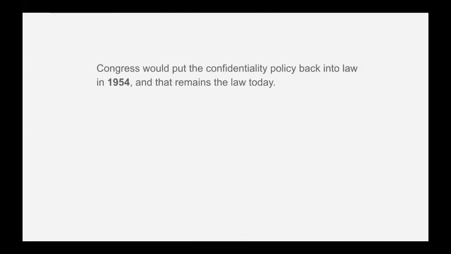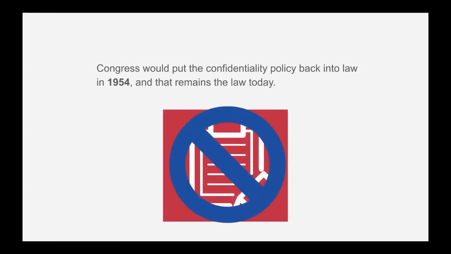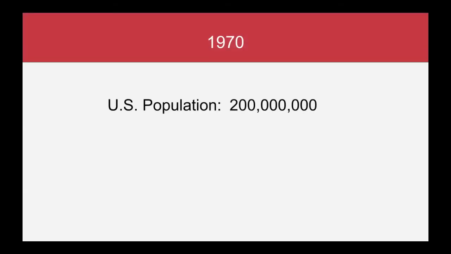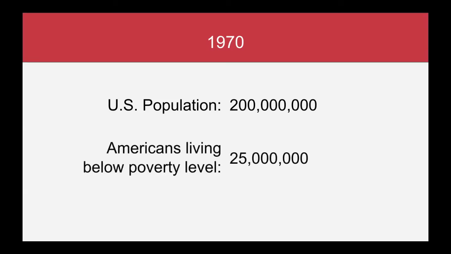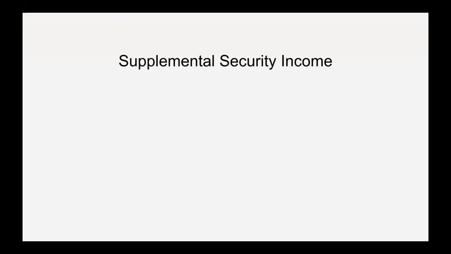Congress would put the confidentiality policy back into law in 1954, and that remains the law today. The government cannot access anyone's individual information from the census. The 1970 census revealed that out of a population of over 200 million people, over 25 million Americans lived below the poverty level. This prompted Congress to pass anti-poverty programs like supplemental security income and the Earned Income Tax Credit, which are still in effect today.